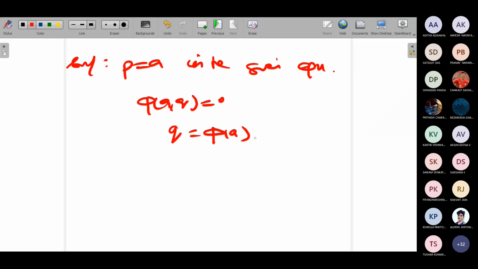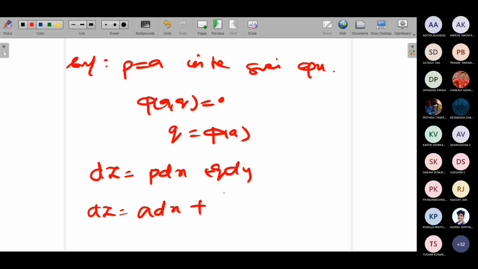After finding this, the solution of this PDE will be of the form dz is equal to p dx plus q dy. So how are you going to do it? In the place of p, you substitute a, so a dx. Q is also in terms of a, so phi of a into dy. Integrate this. On integration, you will get back the required solution. This is the procedure for type 1.